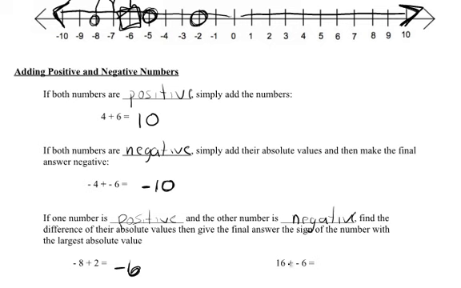So we have 16 plus negative 6. So we're going to take 16 minus 6, because those are our absolute values. So that's going to be 10. And then which absolute value is the greatest? 16. And that's positive, so our sign is positive. And again, we don't have to write the positive sign, so we're just going to move on.